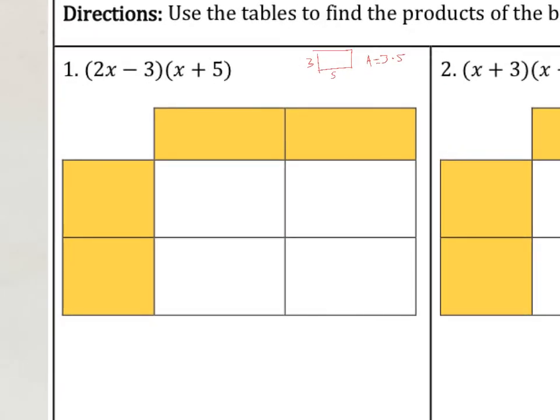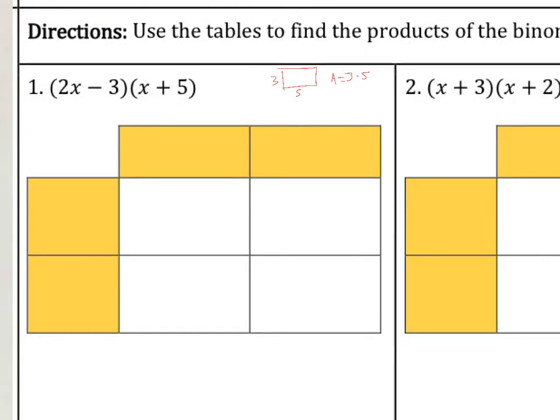Let's take these two expressions here. We've got 2x minus 3, and we're going to write that 2x minus 3, breaking that up into the two terms. And then we've got x plus 5, and we're going to put that down the other side, x plus 5. Now when we multiply these out, we've got to multiply every possible way. What's really going on here is distribution. We're going to distribute this 2x.